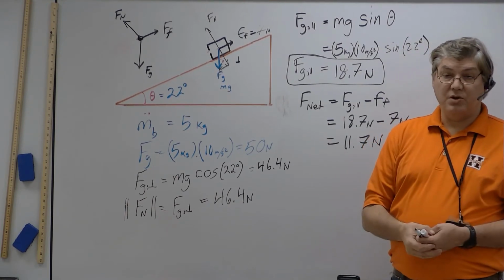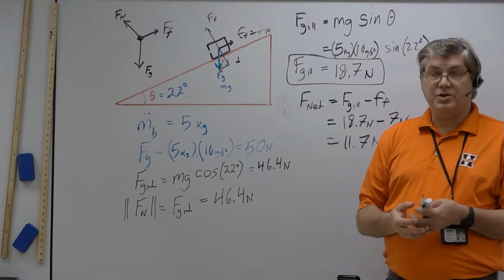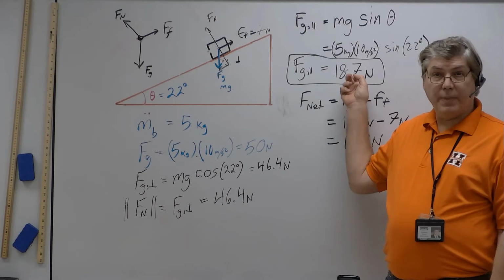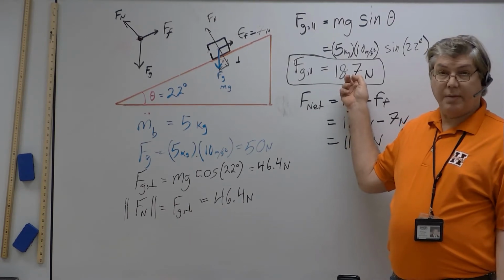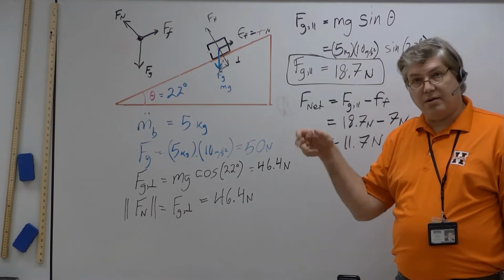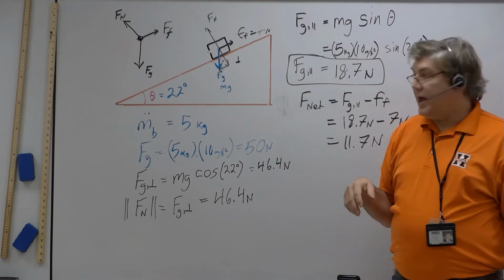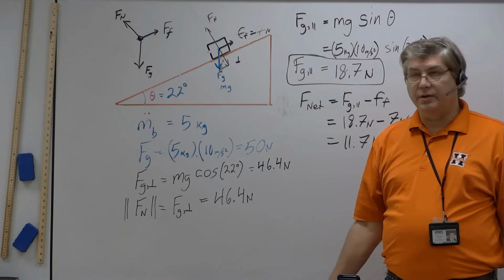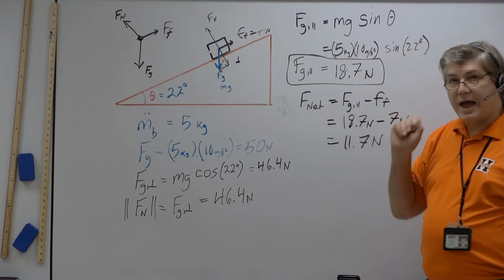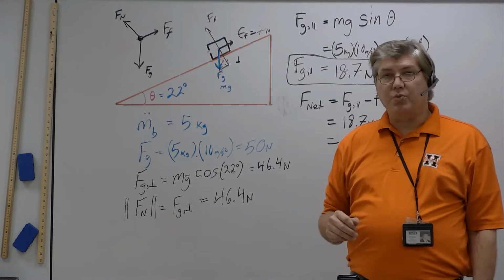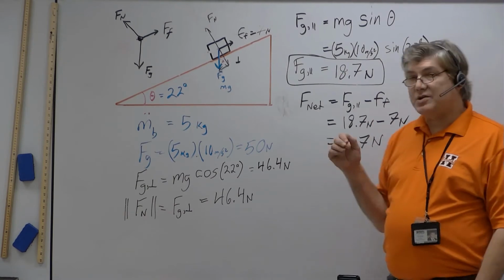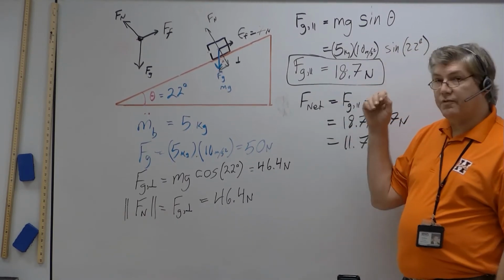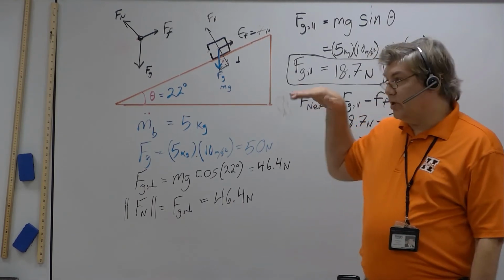If it's not given to me and I'm told that the block is not moving, well, then it has to be equal to the force that makes the block want to move. It can't be higher because friction can't pull the block up the hill. And if the block is not moving, it can't be lower, or else the block would slide down the hill. So it has to be exactly equal. Another condition where it can be exactly equal is if the block is already moving, but it's moving at constant velocity. In that case, the friction force is also equal to the force down the incline.